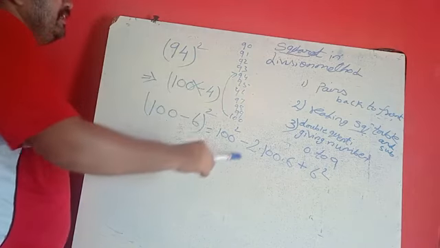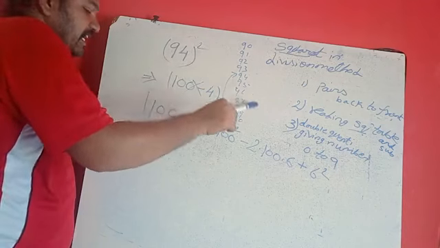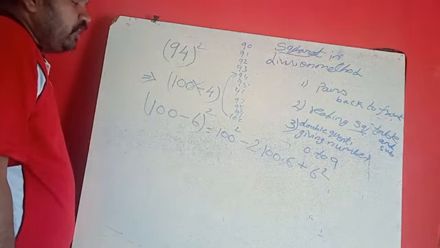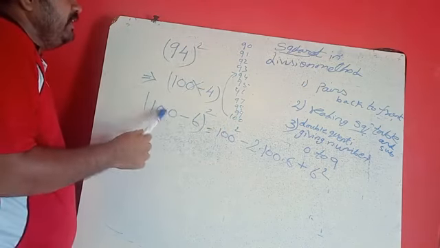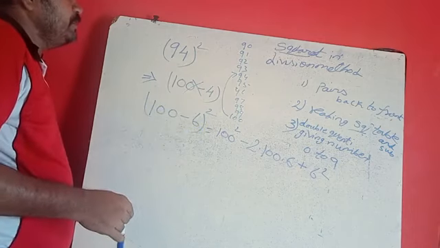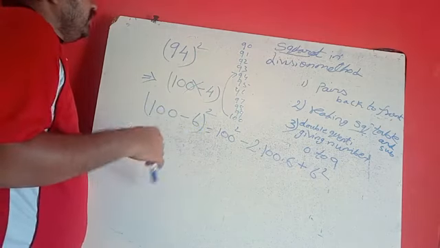This is about that previous sum mistake. In that sum I did wrong for the property of a minus b whole square. So this is about today's class. Thank you.